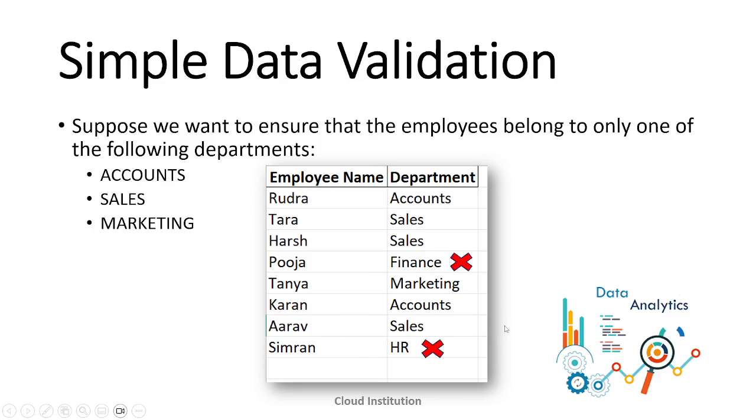Now if you see, the problem is finance and HR are wrong because they are not in our business rule, right? So how to ensure this validation? Because we cannot really stop anyone from entering the data if it is a free data entry, right? That's where the data validation comes into picture. Okay, so let us see how to do this.